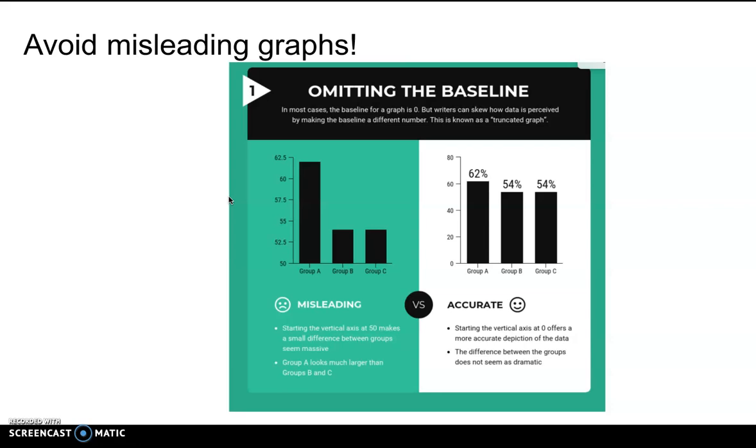If you look at the graph on the left, it certainly looks to be a bigger difference between group A, B, and C, you guys look right here, than the group on the right. But in fact, these graphs are communicating exactly the same thing. Now, sometimes it may be appropriate to do this, and this is called truncating the graph, but sometimes it's not. And you can see that by truncating it, the author of this graph made the difference between 62 and 54 look a lot bigger.